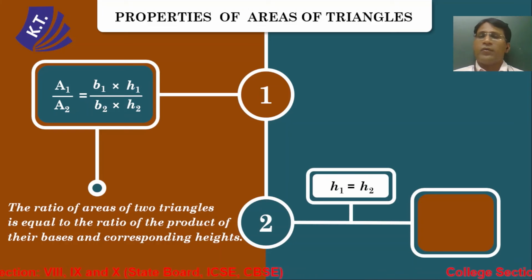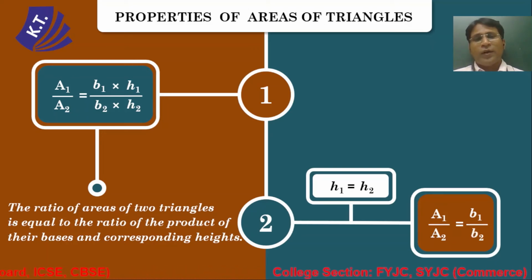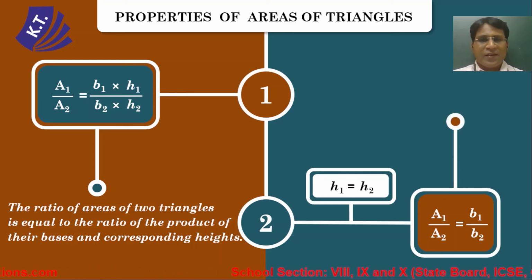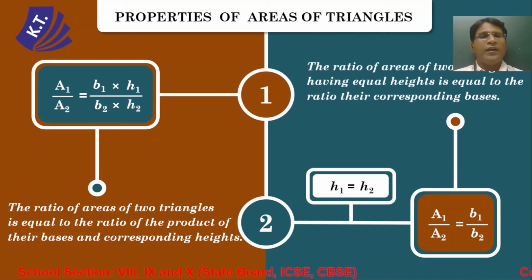Now see the twist in the story: it may happen that both triangles have equal heights, that is, they have the same height. Now in that case the ratio will become A1 upon A2 is equals to B1 upon B2. The statement is: the ratio of areas of two triangles having equal height is equals to the ratio of their corresponding bases. Remember, when H1 is equals to H2, we get A1 upon A2 is equals to B1 upon B2.